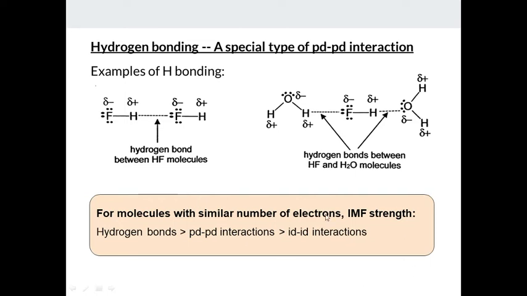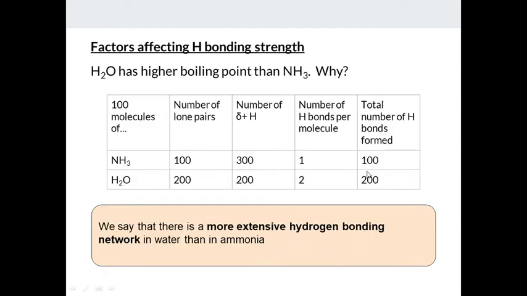So for molecules with a similar number of electrons, hydrogen bonding tends to be stronger than PD-PD interactions, which tend to be stronger than ID-ID interactions. So what factors affect hydrogen bonding strength? We do observe that water has a higher boiling point than ammonia.